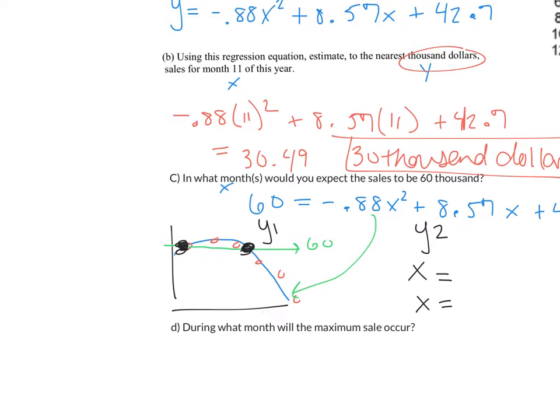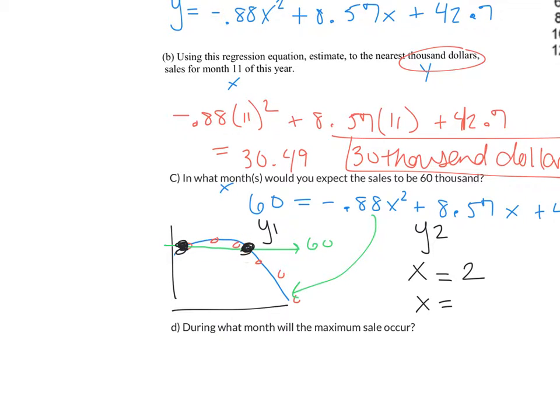Now the question says, in what months does this happen? So the first answer would be in month 2. You're not in month 3 yet. It's in month 2 because it's 2.8. So we're not month 3 yet. We're in month 2. You will do that same thing to get the second intersection.